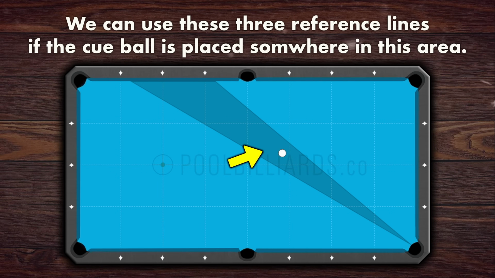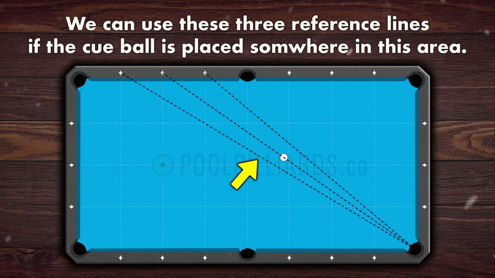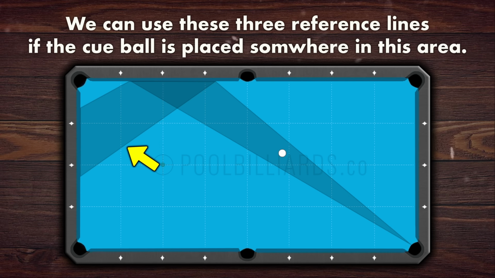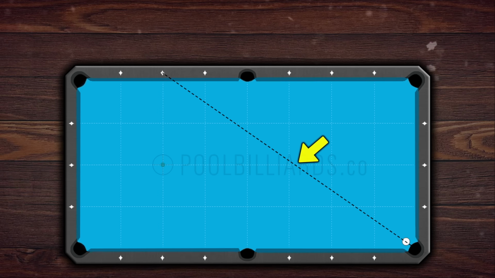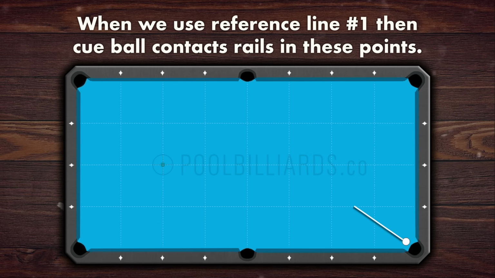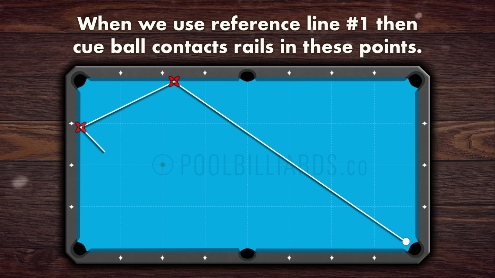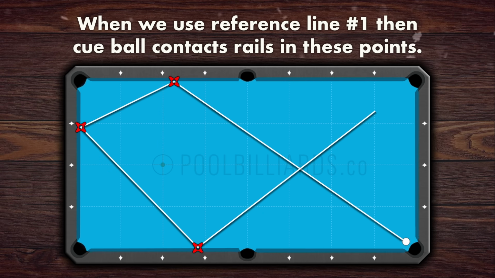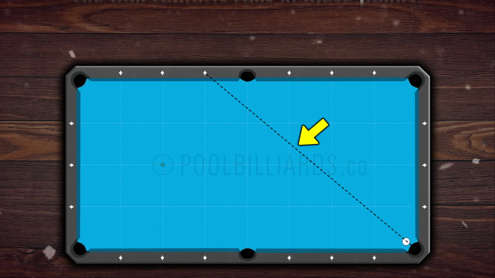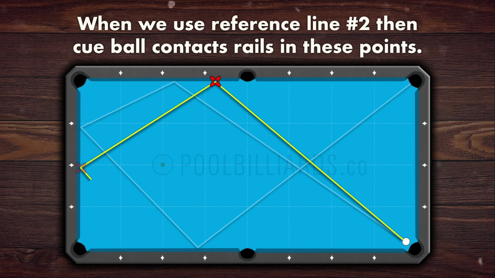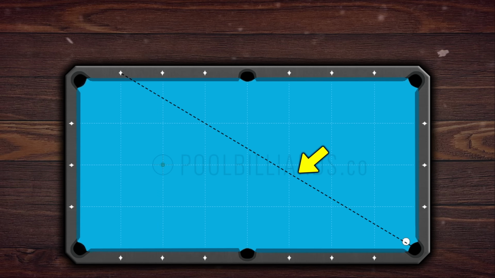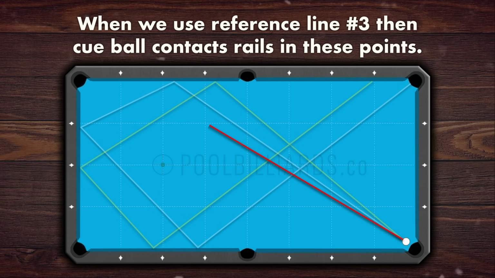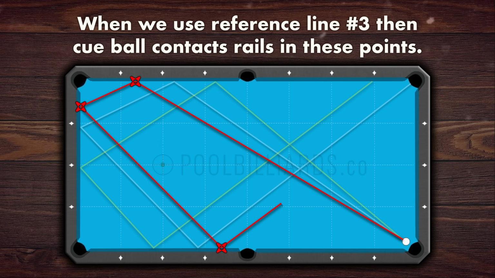Okay, so as you can see, if the cue ball is placed somewhere in this area, then we can use these 3 reference lines to go in between this area and finish very close to this pocket. But what is very important to note is that if we use the first reference line, then the cue ball goes along this path and makes contact with the rails at these points. When we use the second reference line, then the cue ball contacts the short rail a bit further and the side rail a bit earlier. But on the other hand, when we use the third reference line, then the cue ball contacts the short rail much earlier and the side rail much further than before.